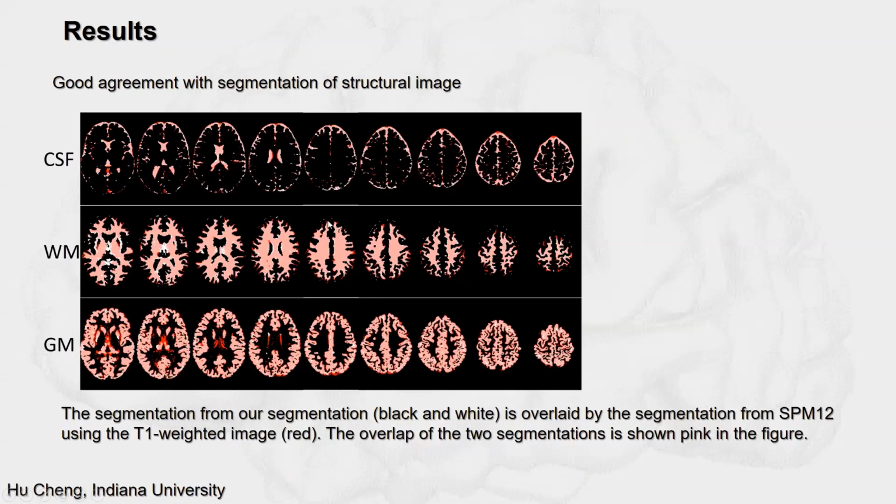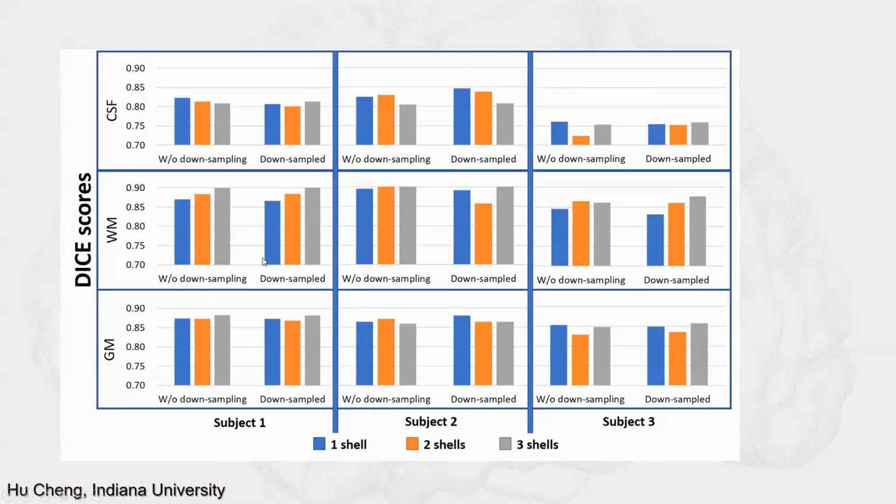Okay, so here's an example of the result. We obtained pretty good agreement with segmentation of structural images. Our segmentation, in black and white, is overlaid by the segmentation from SPM 12 using the T1 weighted image, which is red. The overlap of the 2 segmentations is shown in pink in the figure. It is also robust against downsampling. Without downsampling and with downsampling, there's not much difference actually.